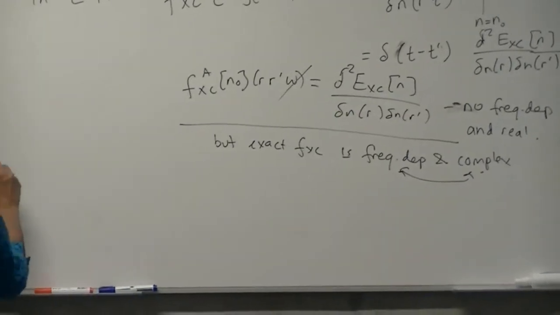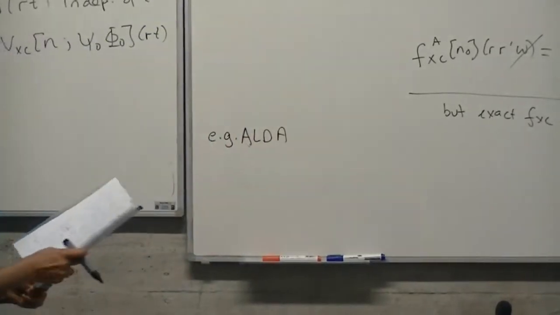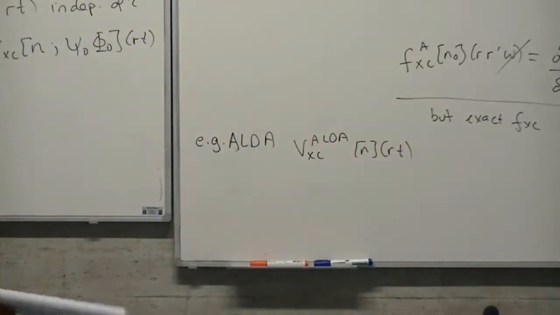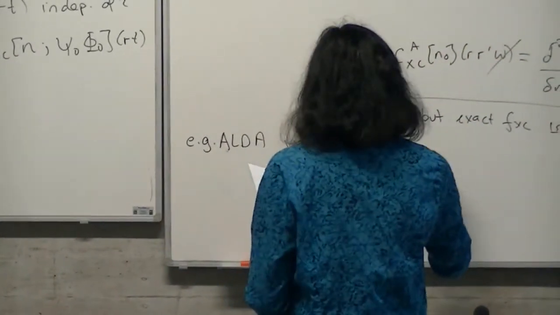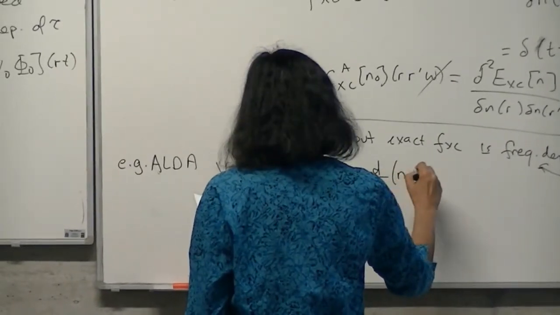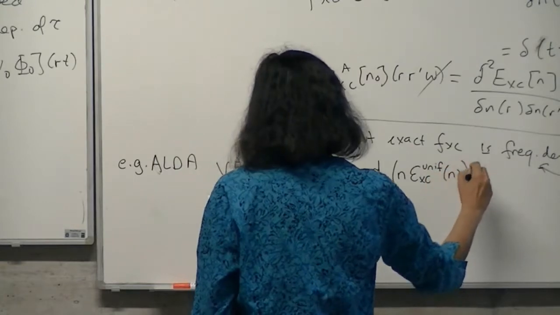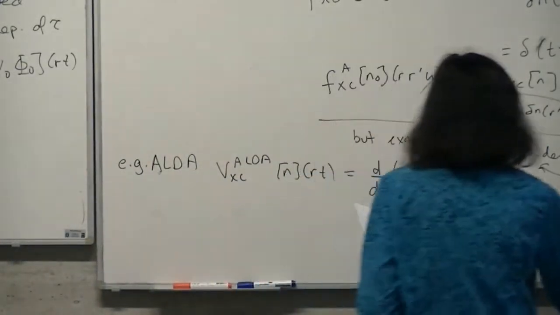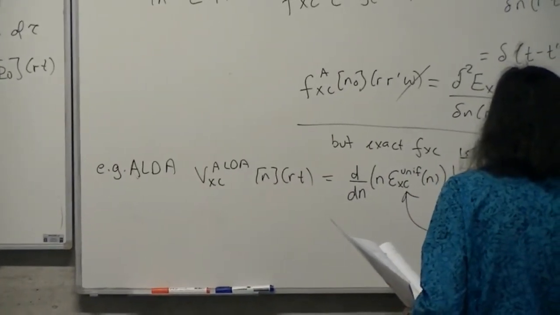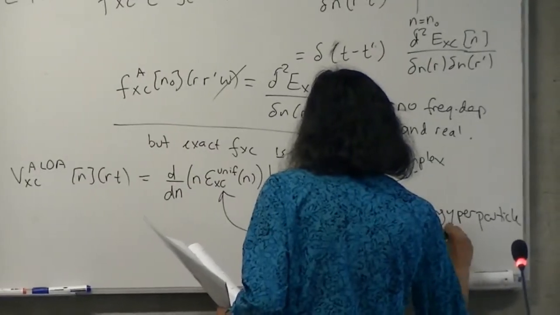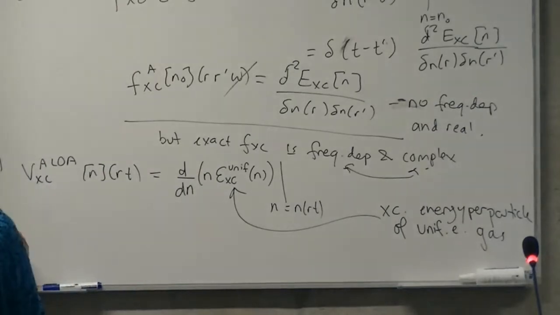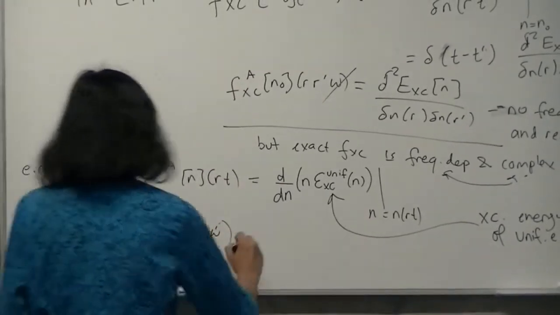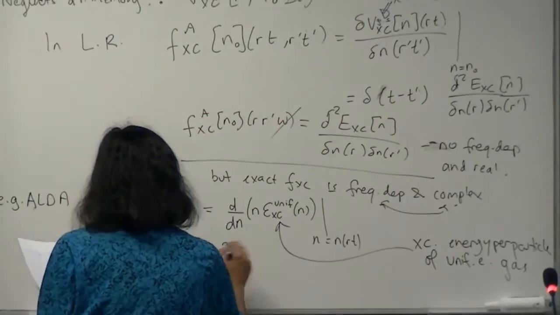Okay, so let's just do an example, our favorite approximation, ALDA, at least conceptually. So vxc ALDA is, you put in the exchange correlation energy of a uniform electron gas, and typically it's written like this: d by dn of n times the exchange correlation energy per particle of the uniform gas, evaluated at the instantaneous density. So this is the xc energy per particle of the uniform electron gas. And fxc is just the derivative, and omega, but there's no dependence. It's just the second derivative. Sorry, I said functional derivative, I meant the second derivative.